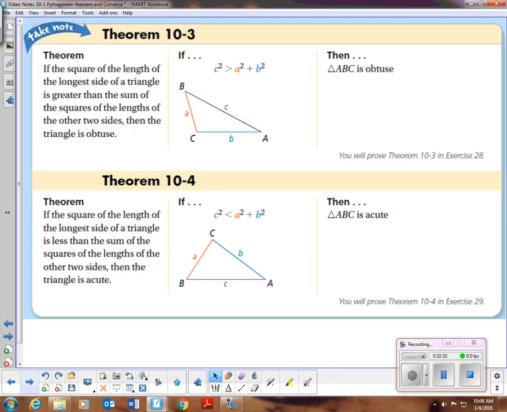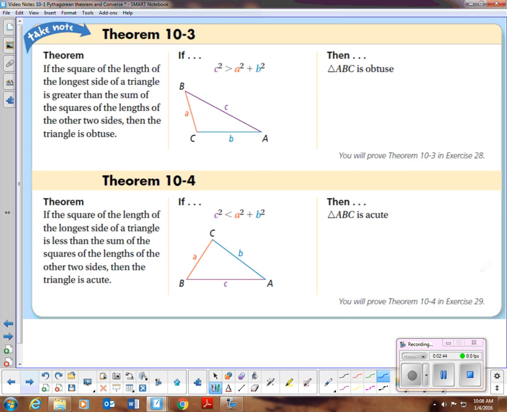All right, so these are two theorems that go with Pythagorean theorem. This one says that if you have a triangle and you take the three numbers for the triangle and your longest number, c squared, is bigger than a squared plus b squared, which are the two smaller numbers, then you know it's an obtuse triangle. And if c squared is less than a squared plus b squared, then it's an acute triangle. So highlight both these theorems.